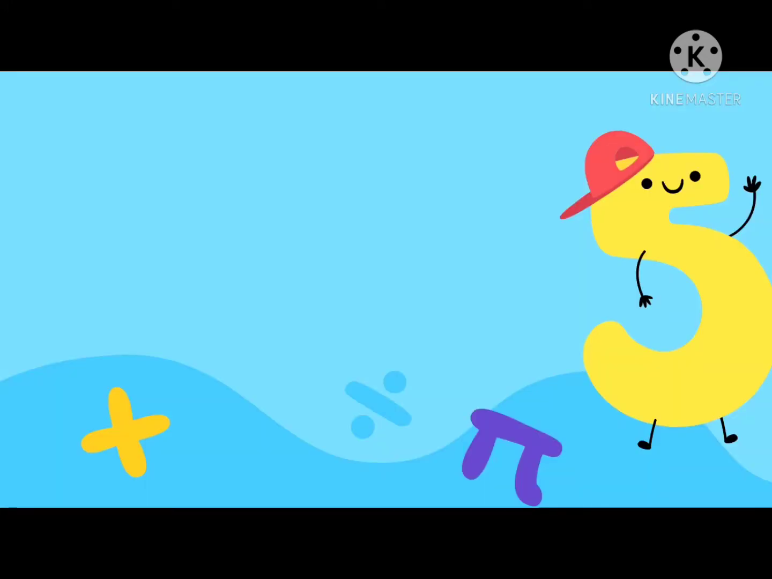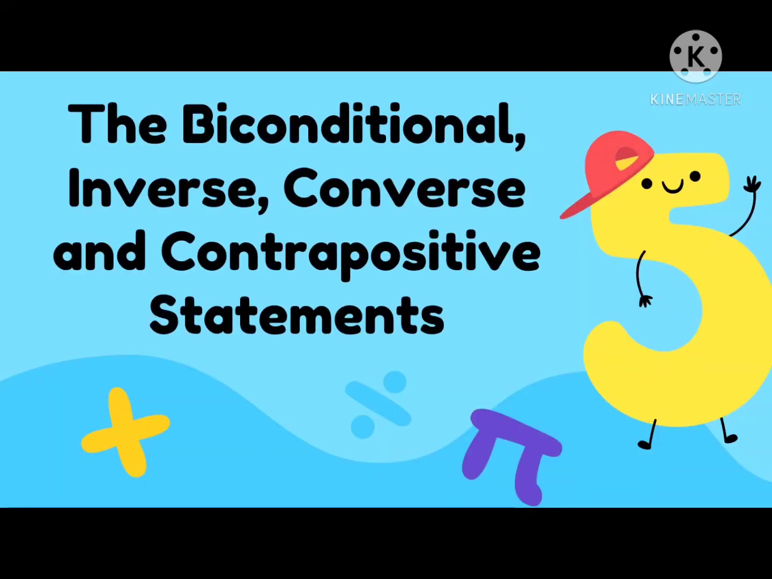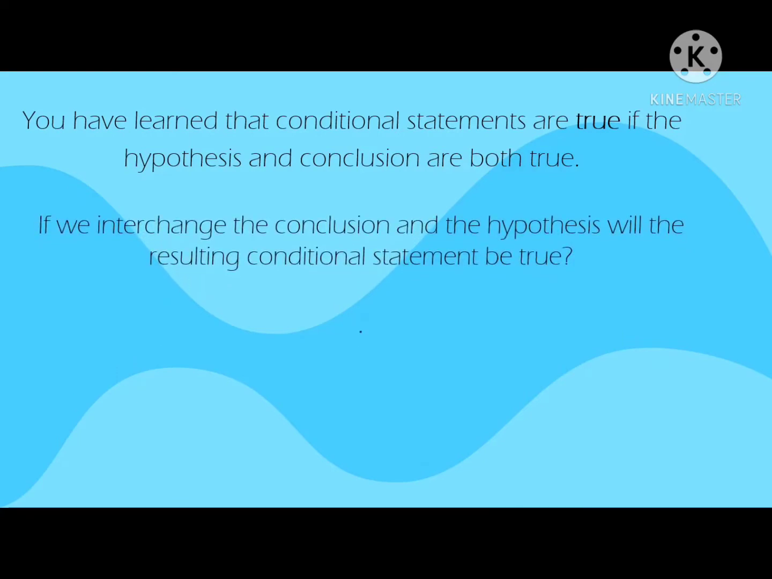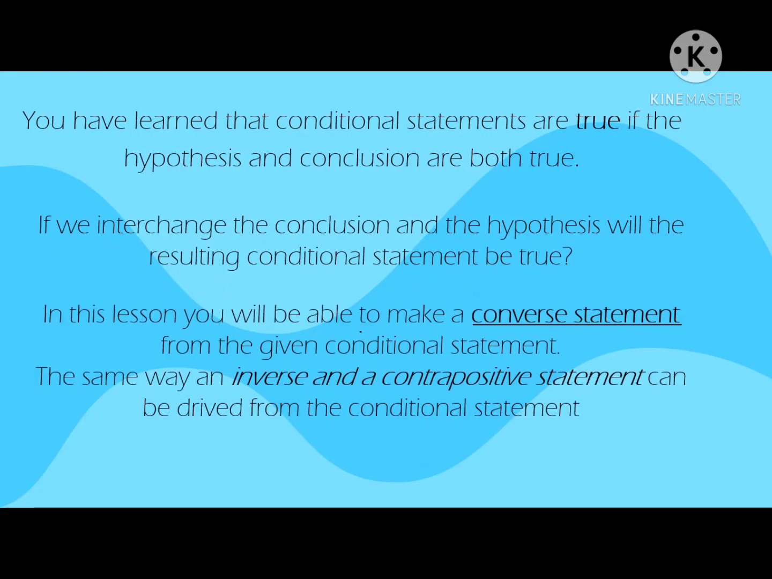My dear students, today we will discuss the biconditional, inverse, converse, and contrapositive statements. You have learned that conditional statements are true if the hypothesis and conclusion are both true. If we interchange the conclusion and the hypothesis, will the resulting conditional statement be true? In this lesson, you will be able to make a converse statement from the given conditional statement, the same way an inverse and a contrapositive statement can be derived from the conditional statement.